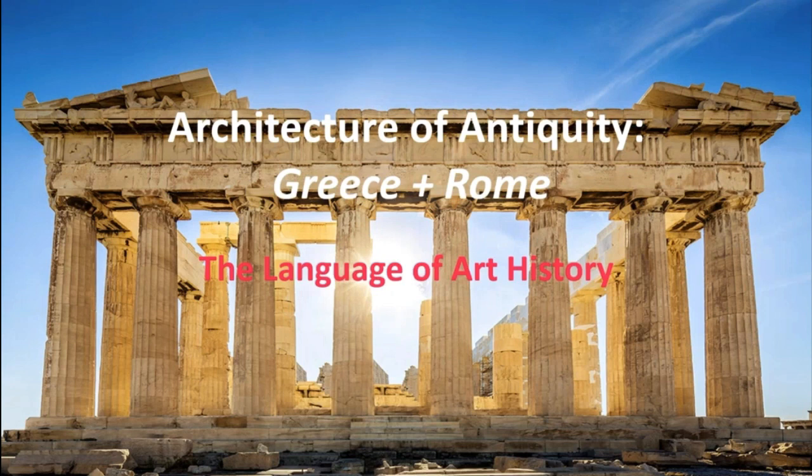In this lecture, I'll consider the architecture of antiquity, that of Greece and Rome. But why do we put them together under the banner of antiquity? Well, to a great extent, Roman architecture is informed by and adapted the principles set out in classical Greece. So let's begin where it all started.